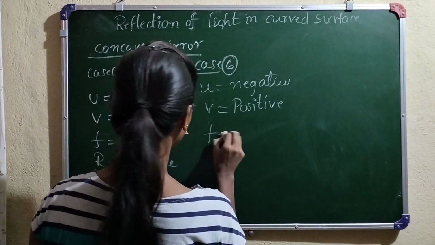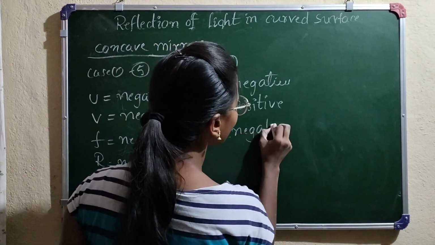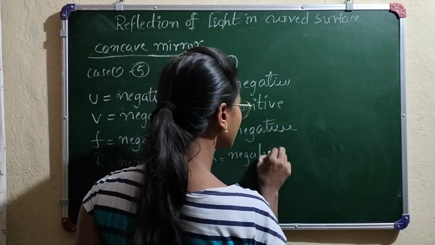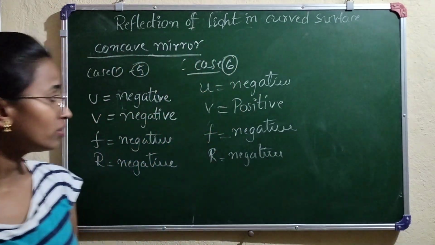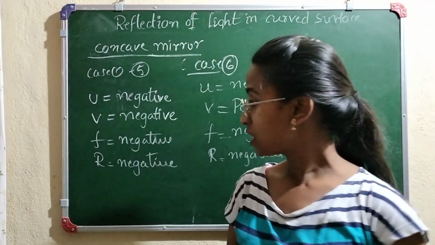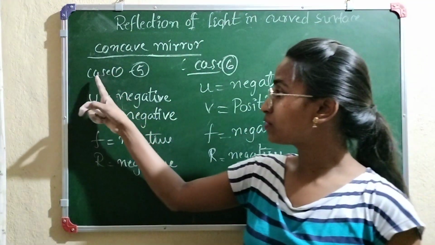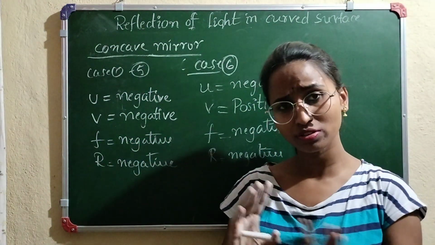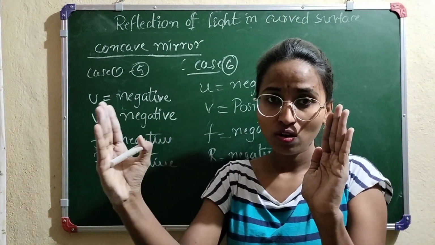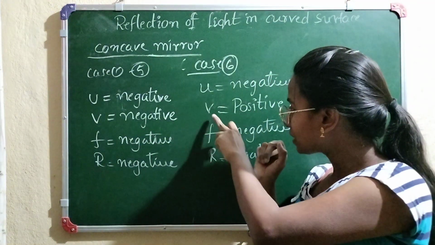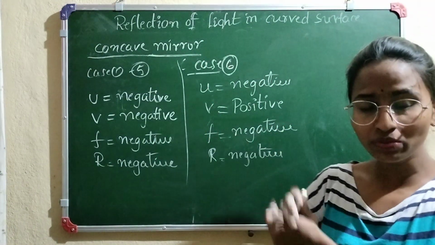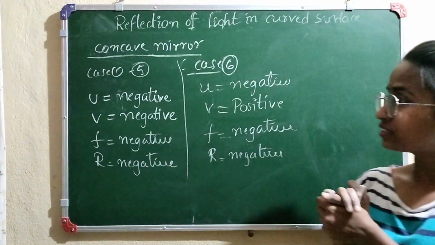I already explained to you. f is also again negative. Only v value will be changed, and r will also be negative. So mostly you can understand, for a concave mirror, u, f, r, these three factors are always negative, but v will be changed based on the case. From case 1 to 5, it will always be negative. Only in the last case, when we are keeping an object between focus and pole, at that time v will be positive. That's it. Remaining all will be similar. You just have to remember this one while you are solving the problems. Okay? This is the case.